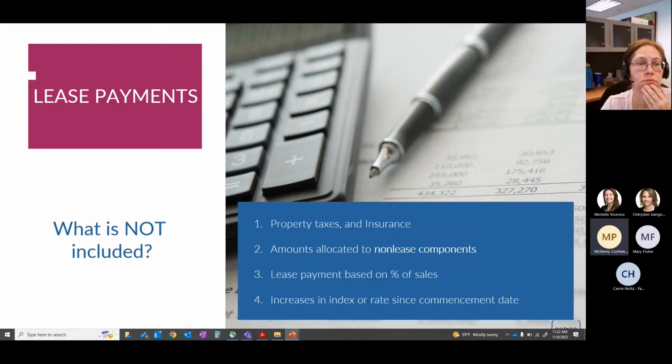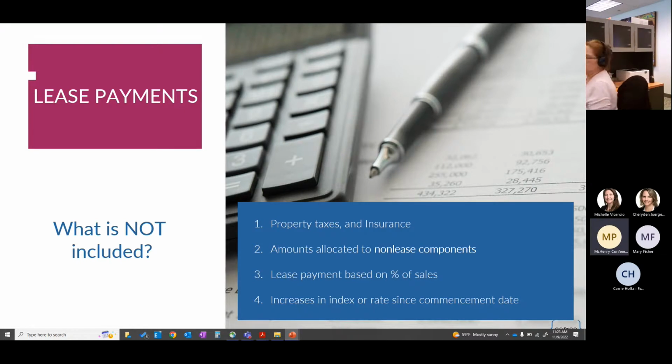But if your lease payment includes things like property tax and insurance, those are not going to be in this calculation. Then the amounts allocated to non-lease components, which I'll get into in a second. Lease payments based on a percent of sales, we're not going to include those since it could be ever changing and we wouldn't really know what the value would be. And then increases in the index or rate since the commencement date. Those are types of things that, when we're reading through the contract, we'll have to list out because those are not going to be included.